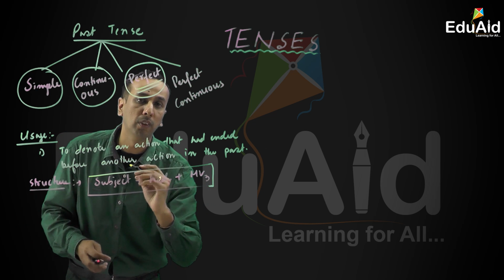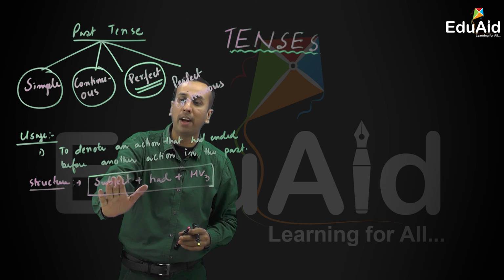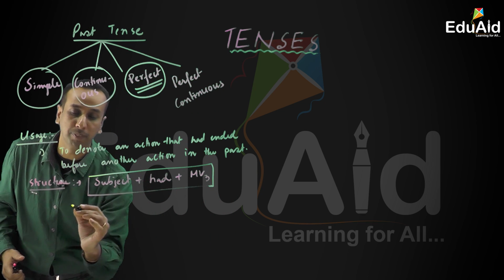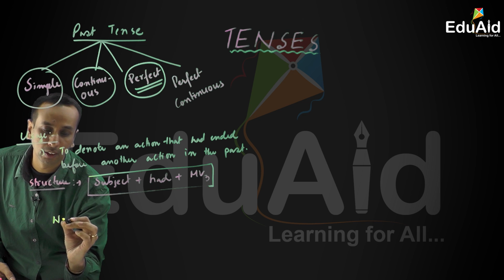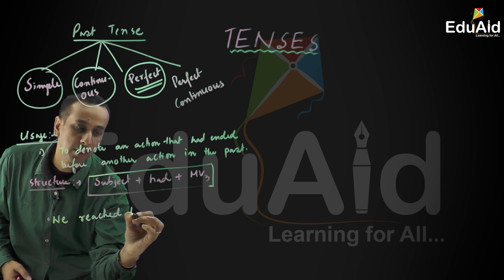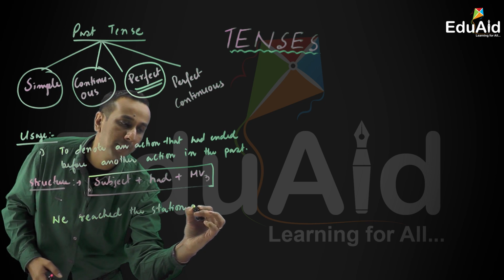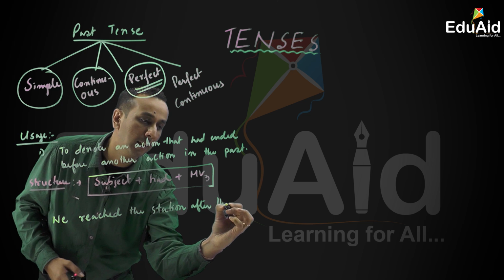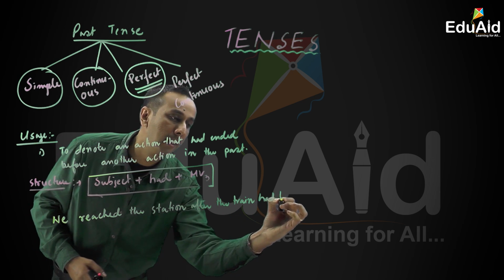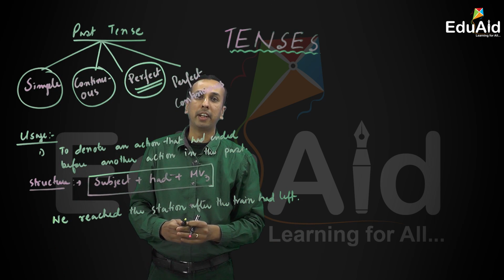Now, what we are discussing is that to denote an action that had ended prior to another action in the past. Pay attention to this question. For example, we reached the station after the train had left.